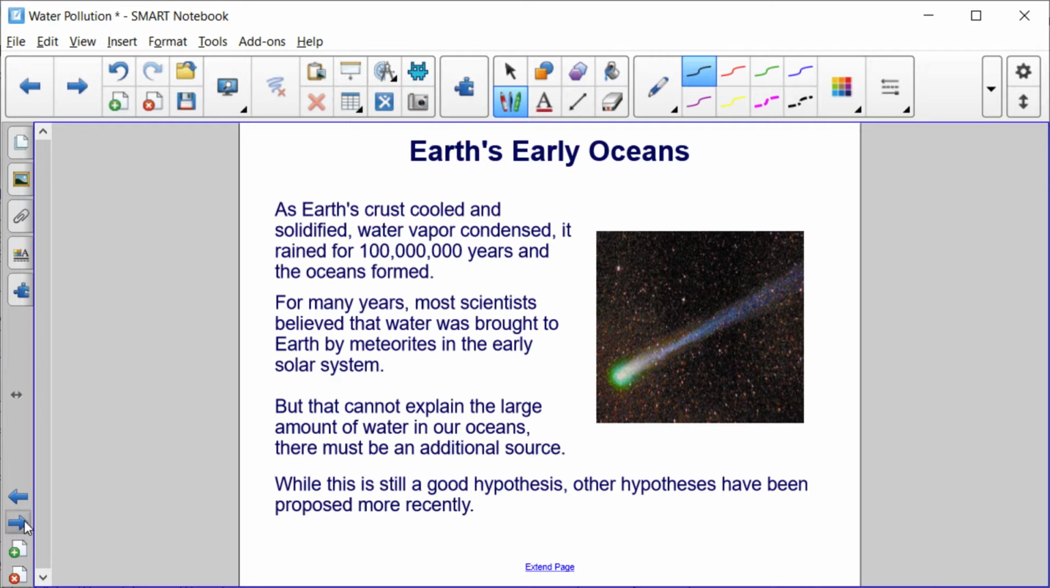For many years, most scientists believed that water was brought to Earth by meteorites in the early solar system. That can't explain, though, the large amounts of water in our oceans. There must be an additional source. While that's still a good hypothesis, other hypotheses have been proposed more recently.